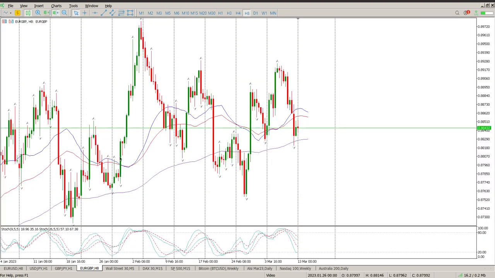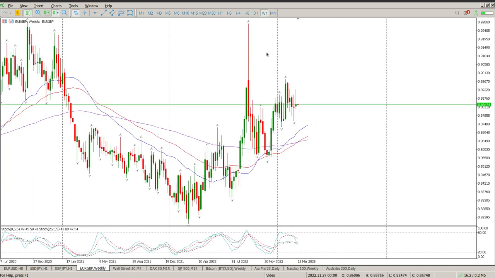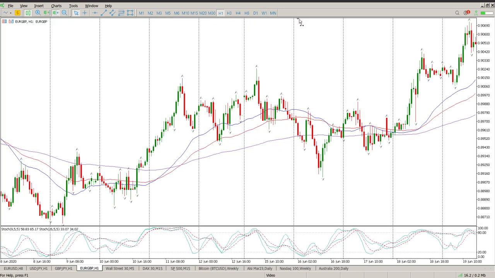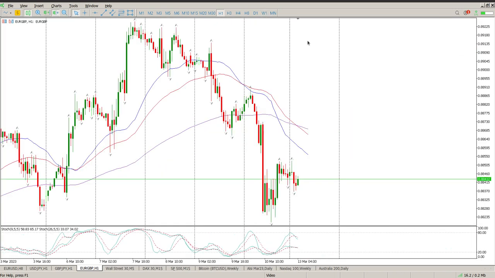Lastly, Euro British pound. So you can see big move up in the week, big move down. So this is a massive weekly pin bar that has formed. You can see there's the weekly pin bar, but the week before was a big range bar. We're in an upward trend. It is messy, but it has been messy for quite some time. So what we're looking for is to see what structure we can get on the hour.